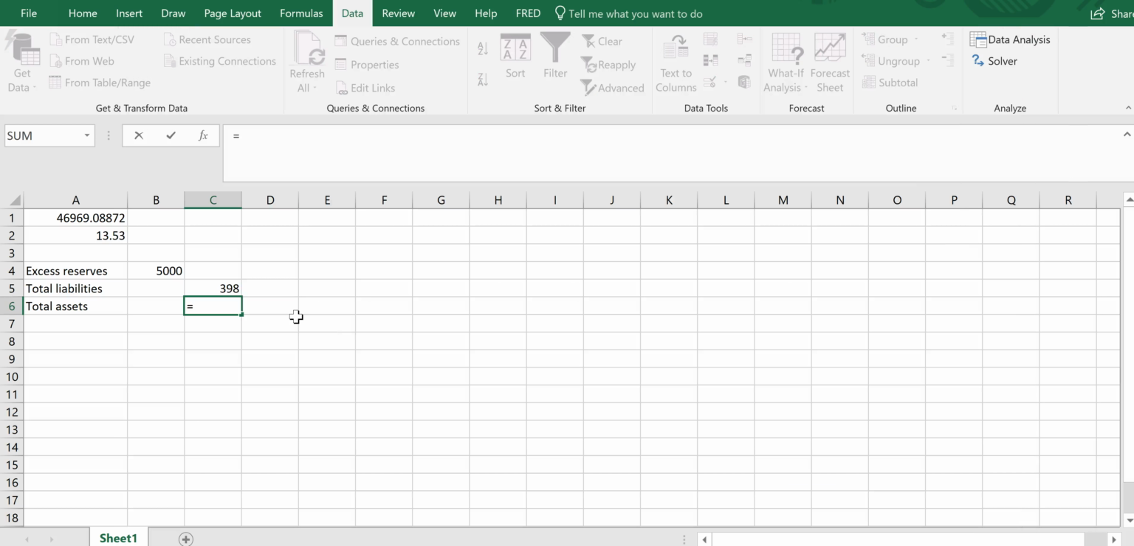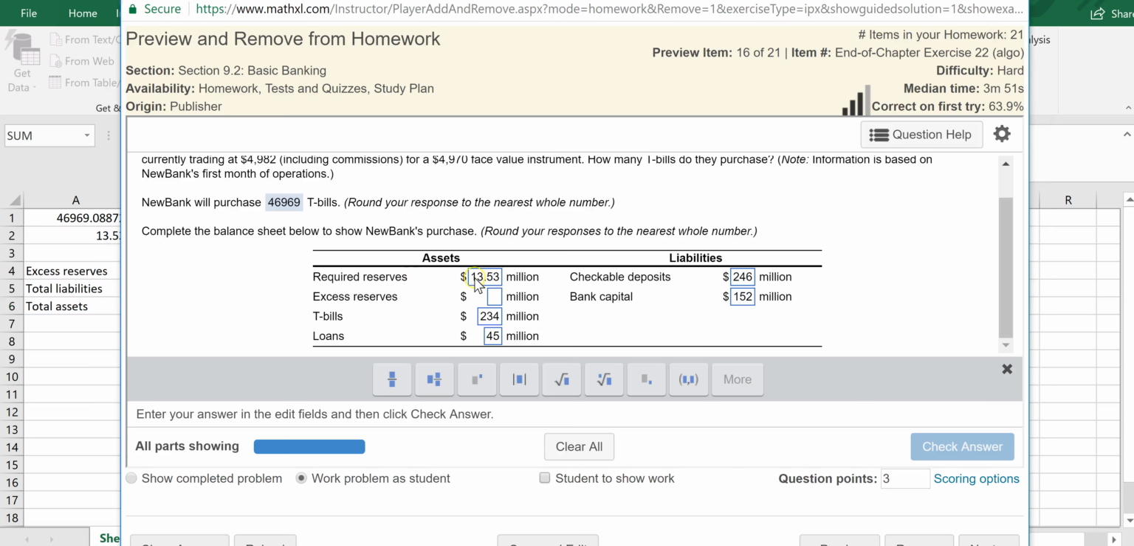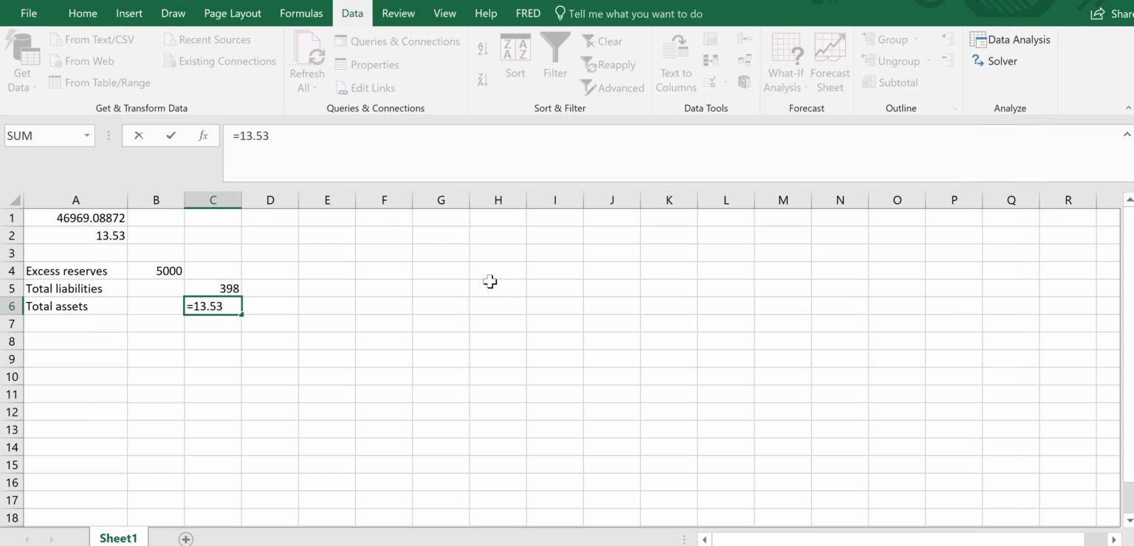So the total assets will equal the required reserves, 13.853, plus this excess reserves. That's the key. You cannot just directly plug in the $5,000 here. You have to use the cell. Just put B4 instead of 5,000 directly, because later on, when I change this cell value, I want this to change too. If you put $5,000 there, when you change this cell value, this value doesn't change, and that's not good.